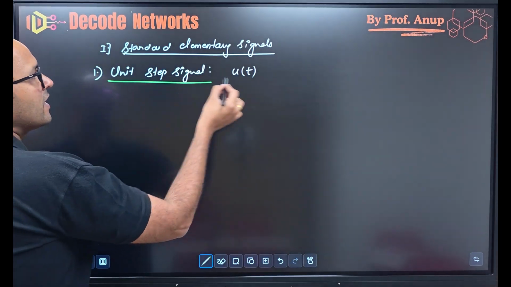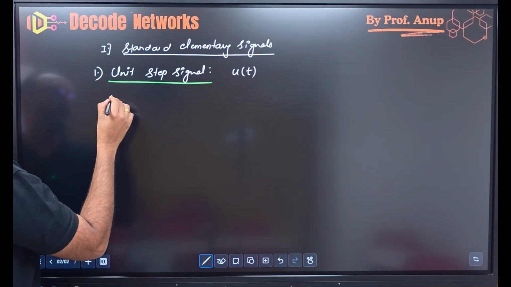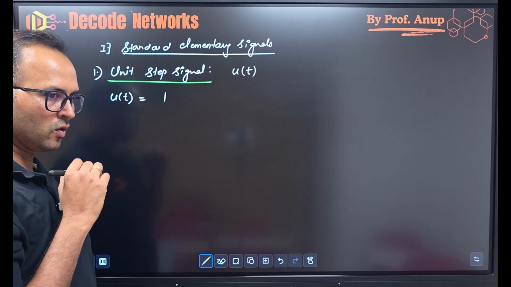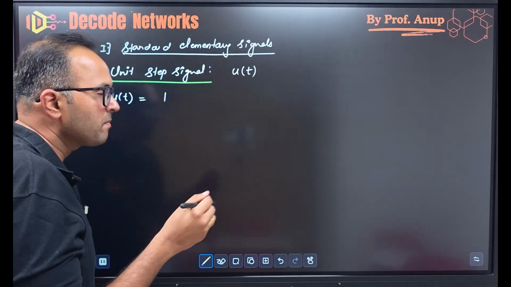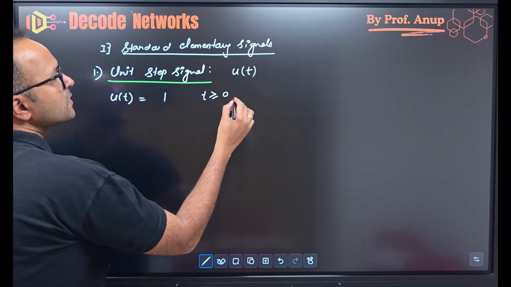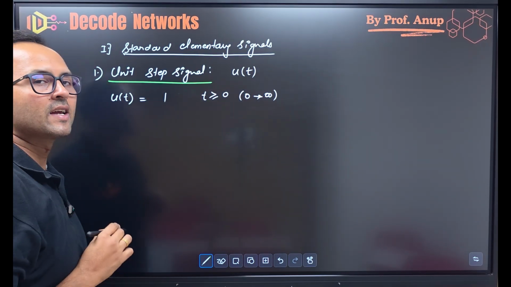First, the definition is U of t, the naming is U of t. Now what is exactly U of t? U of t is having amplitude 1. So amplitude 1 at what time? Your time is basically t greater than or equal to 0. That means from 0 to infinity, this signal is always having an amplitude 1.